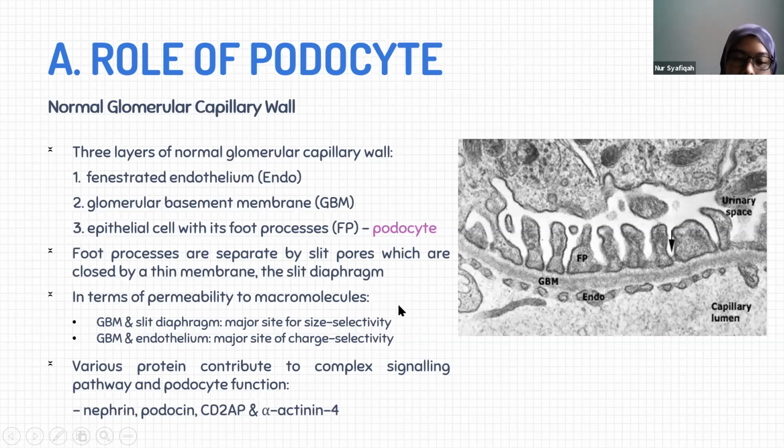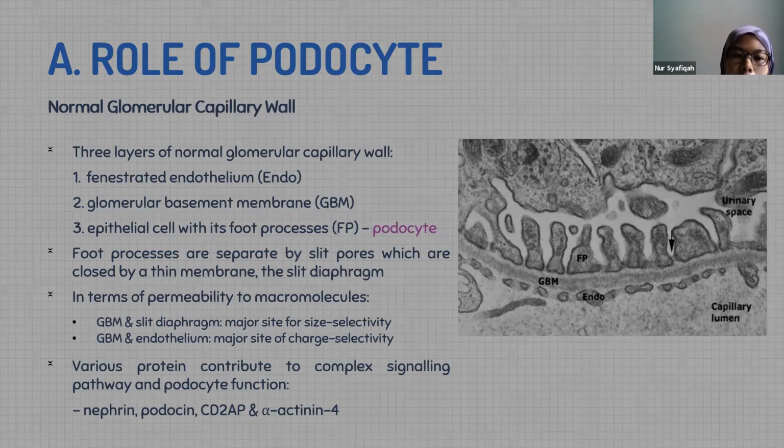In addition, various proteins contribute to complex signaling pathways and podocyte function, such as nephrin, podocin, CD2AP, as well as alpha-actinin 4, where any abnormality to the structure and function of these proteins will also contribute to abnormal function of podocytes. Okay, so next, let's see the role of podocytes in the pathogenesis of nephrotic syndrome.